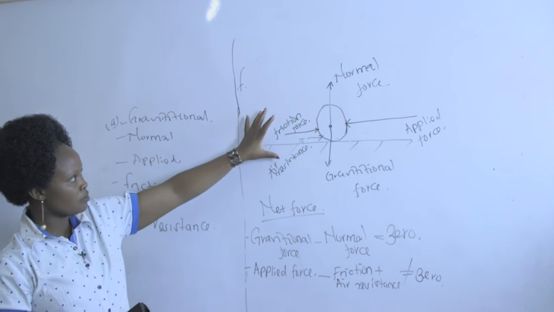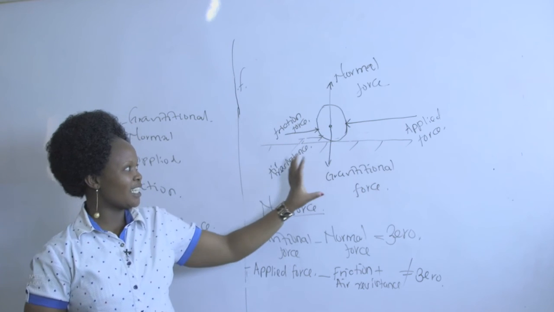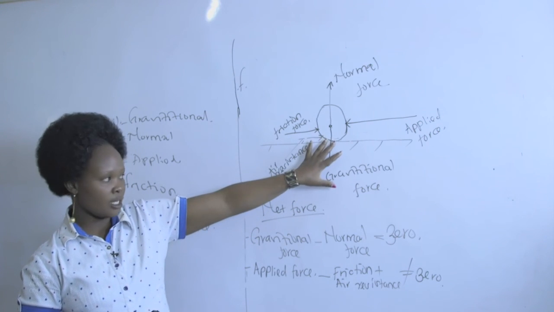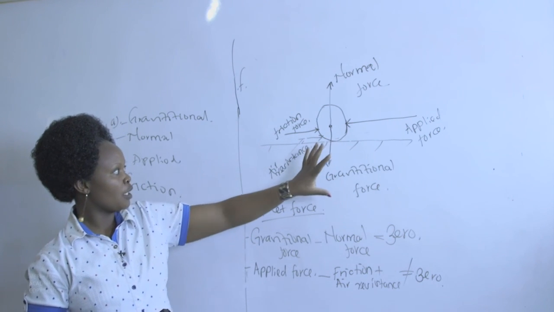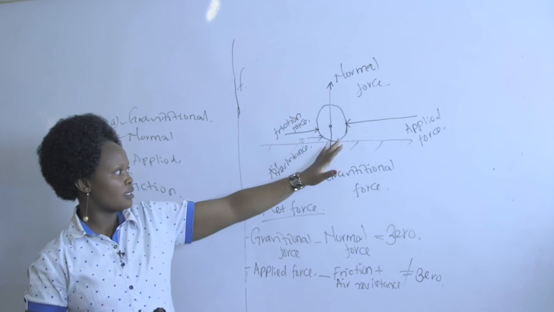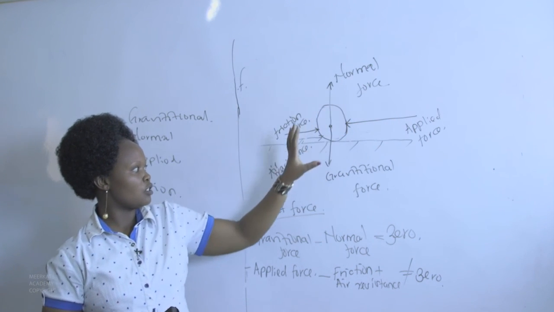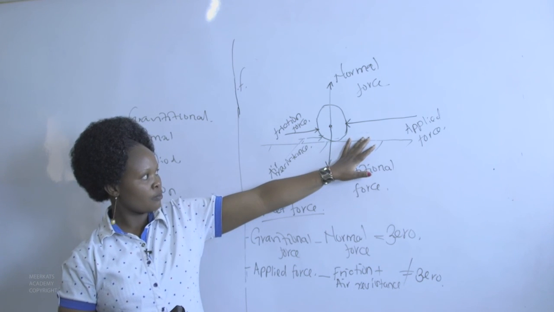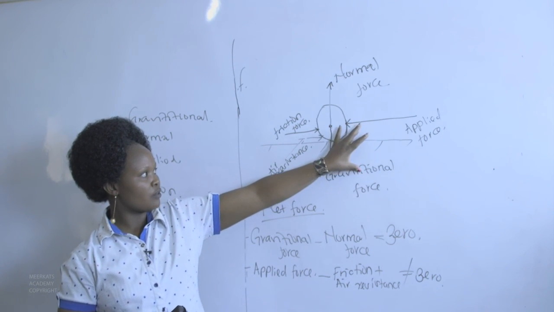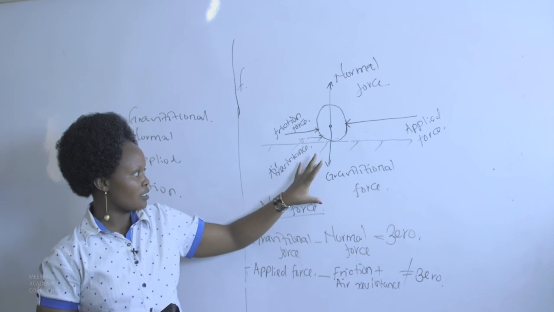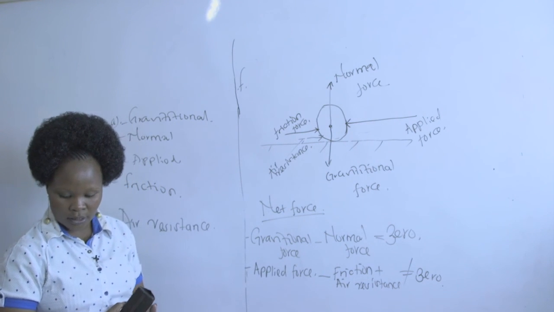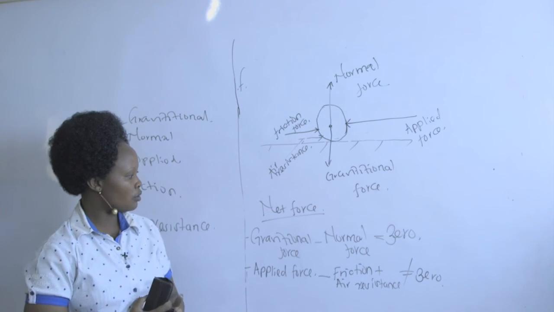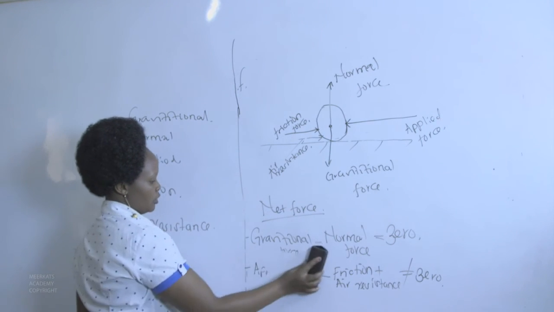Therefore, free body diagrams should indicate all the forces acting on a body and how they relate, how they cancel each other and their sizes. The direction is very important. The sizes should also be considered, and there goes your free body diagrams.